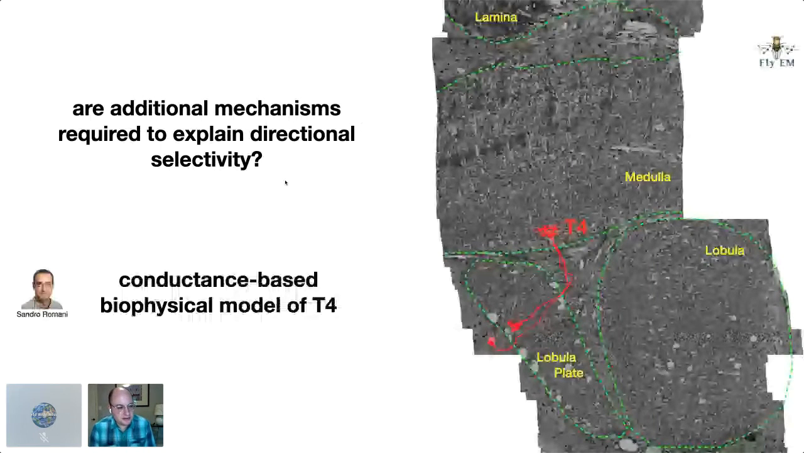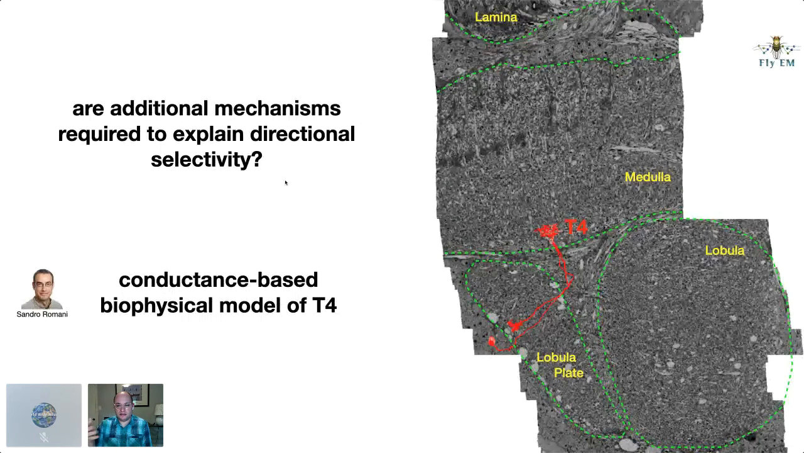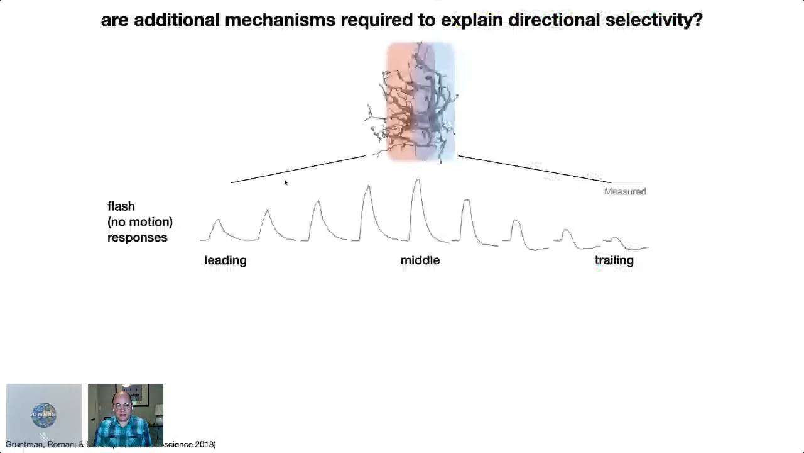And so I'm just going to give you one flavor of the kind of follow-up analysis we've done. This is a data-driven computational approach with our wonderful, excellent, brilliant colleague and collaborator, Sandro Romani, who's a computational neuroscientist. Sandro helped us conceive of a framework and then implement a conductance-based biophysical model of a T4 neuron. We actually use a real morphological reconstruction of a T4 neuron from EM, implemented this in Neuron, and used our own data to fit this model. The general exercise is very straightforward. It's a question of generalization of the model.